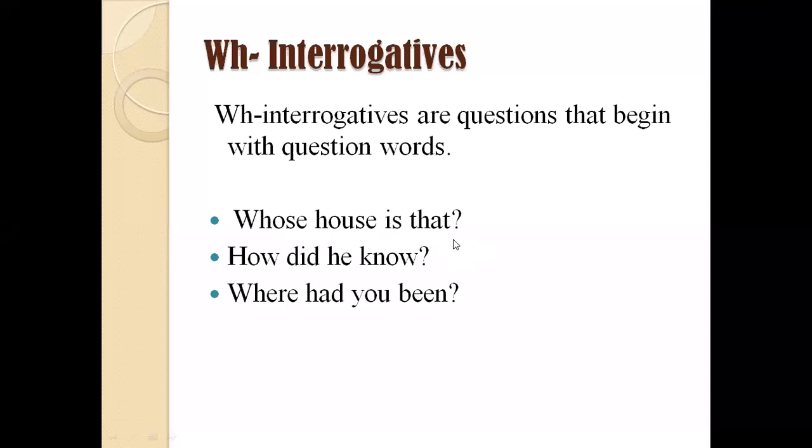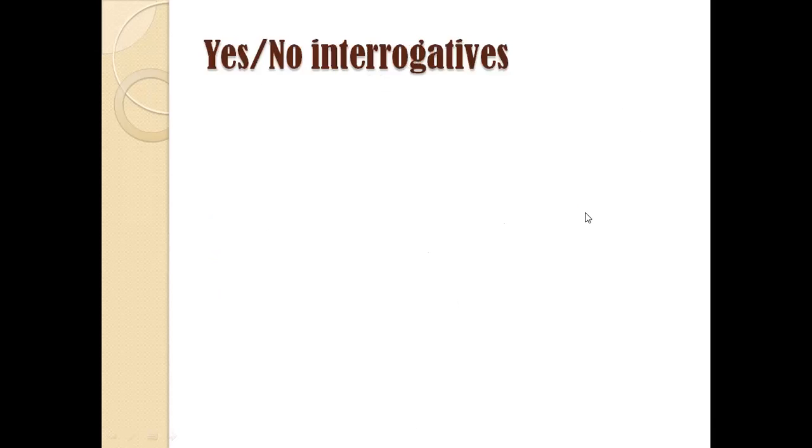Whose house is that? Sorry, these are examples of WH interrogatives, not just interrogative sentences. In that, the type is WH interrogatives. See, it has a question word, whose. Here the question word is how. And here you have the question word where, isn't it? Okay. So the next type of interrogative sentence is the yes or no interrogatives.